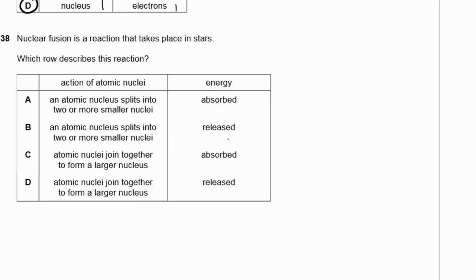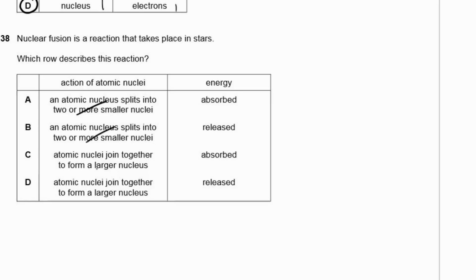38. Nuclear fusion is a reaction that takes place in stars. Which row describes this reaction? Well, nuclear fusion is where you take two small nuclei and jam them together and it releases energy. Alright. So, an atomic nucleus splits into two? Nope, that's not fusion, that's fission.